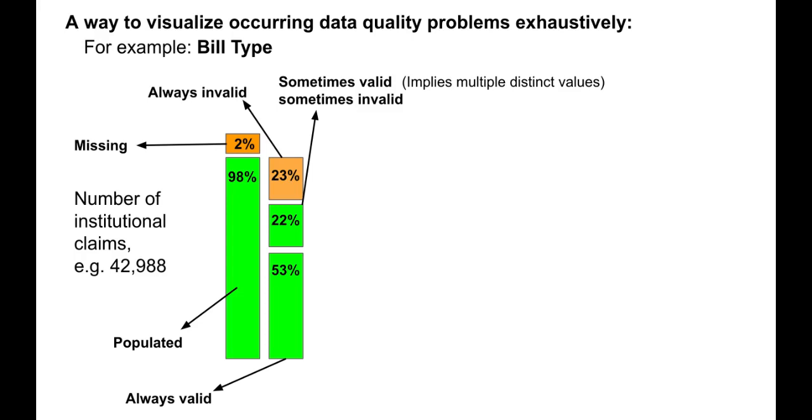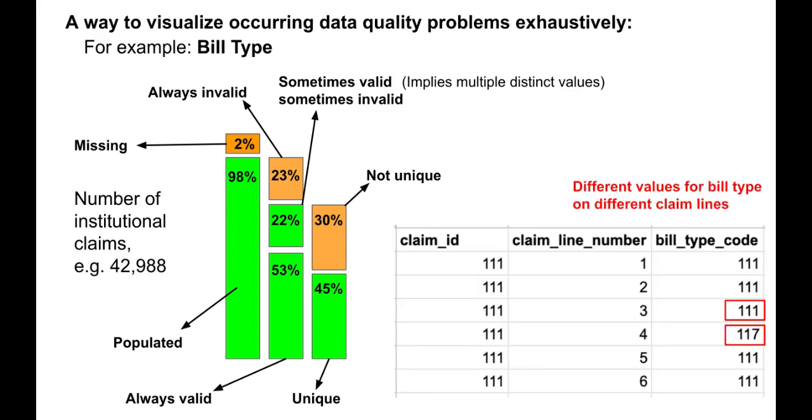Now, of all the claims that have at least one valid value of bill type populated, we can further break that down into the claims that have a unique value for bill type. That means that the bill type code is the same value on every single claim line, and the claims that do not have a unique value for bill type. If a claim does not have a unique value for bill type, they could have different values of bill type on different claim lines, like in this example.